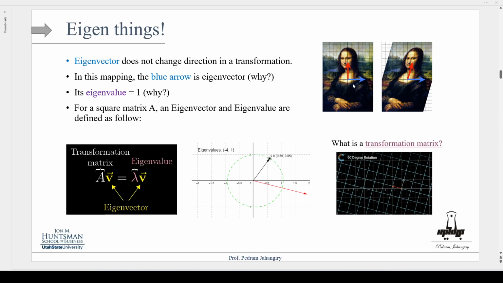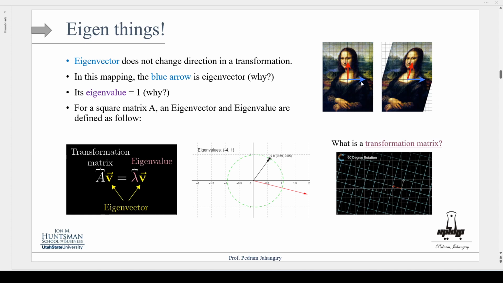So this blue one has a cool property, because after applying that transformation, it didn't change direction. So we are going to give it a name: it's going to be called an eigenvector. An eigenvector is a vector that does not change direction when we apply a transformation. So the blue one is our eigenvector.